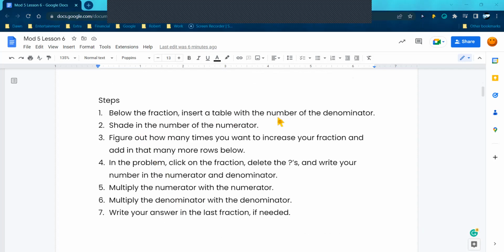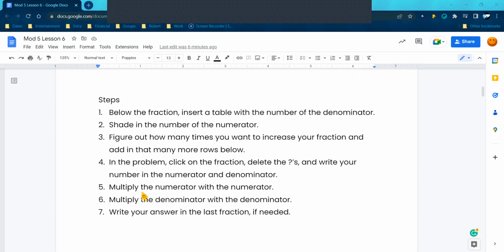So here are the steps we're going to do today. Below the fraction, insert a table with the number of the denominator. Then we're shading the number of the numerator. Then we need to figure out how many times we want to increase our fraction, to add in more rows below. In the problem, click on the fraction, delete the question marks, and write in the numerator and denominator. We're going to multiply the numerator with numerator, multiply the denominator with denominator, and write your answer to the last fraction if needed.